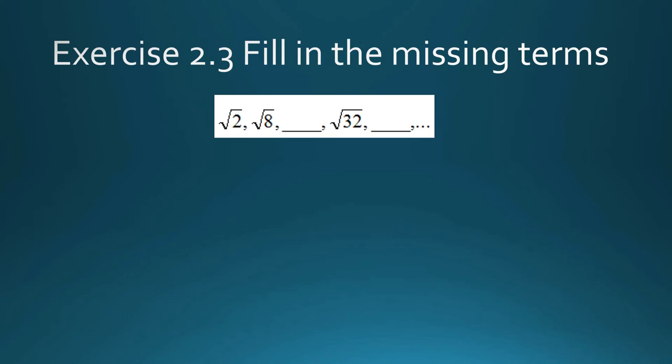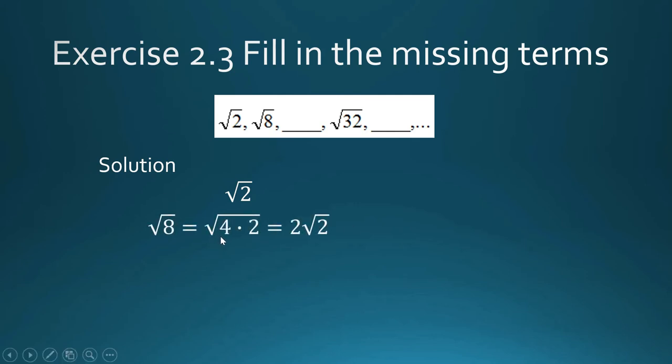Okay, how about this one? Exercise 2.3, fill in the missing terms. I'm going to present two solutions. What I did here is simplify this. The first term is square root of 2. Square root of 8 can be written as square root of 4 times 2. The square root of 4 is 2, so 2 times square root of 2.